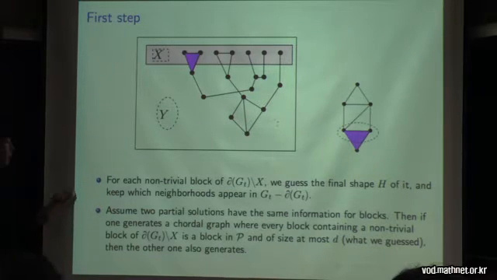Yes, this is all the thing. And then what we prove is that you have two partial solutions, and there is some outside where you create the chordal graph, and then each block makes really the block that I guess. Then the other one also generates the same property. So this is quite technical statement, so I skip the detail.